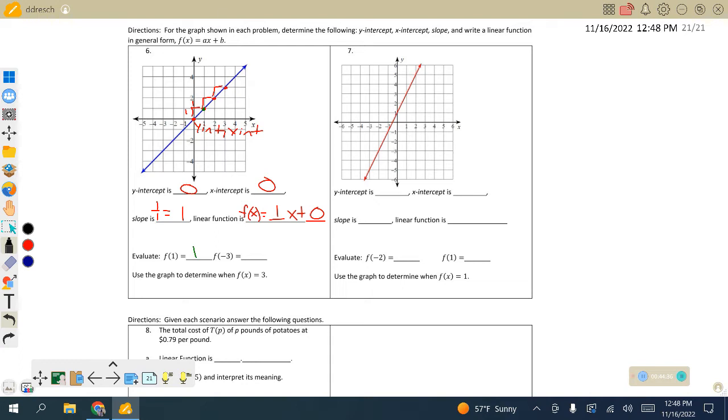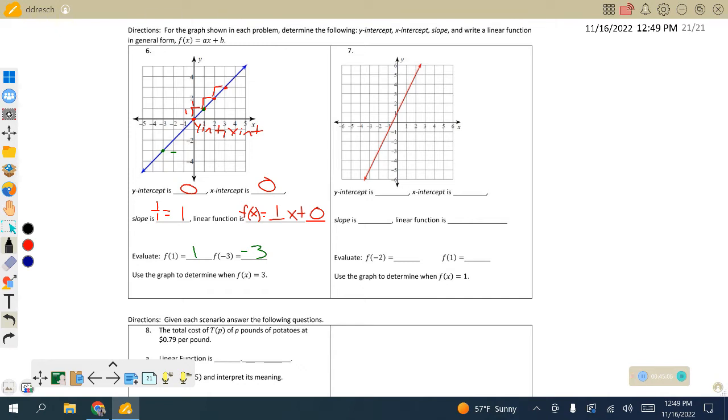Now, it's weird to say I sold negative 3 t-shirts, but it's the same kind of idea. When x is negative 3, where's my graph at? Down here at, what's the point there? Negative 3, negative 3, right? So it turned out to be the same. And we're going to do more of this with the last one there.